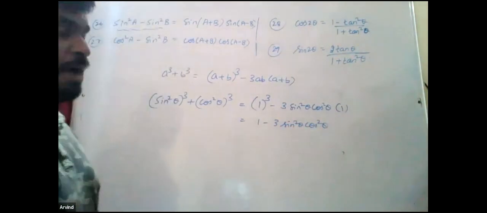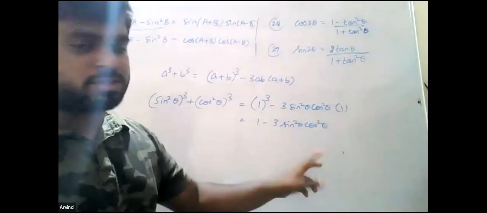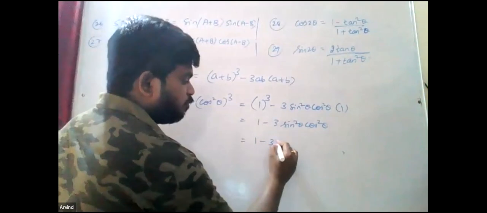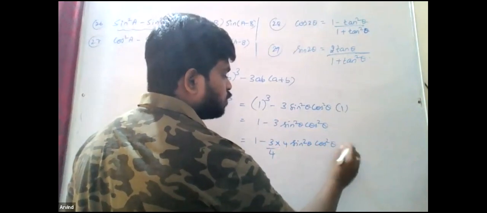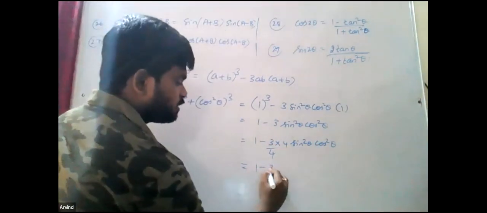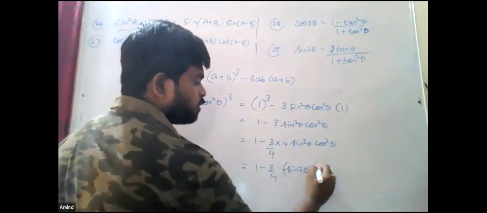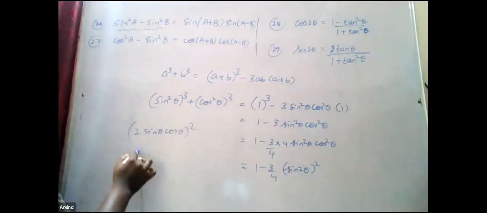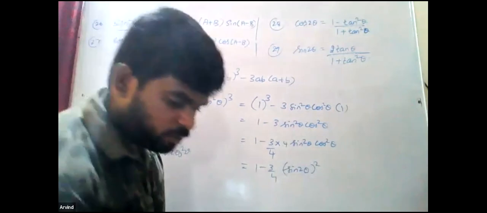Remember, to find maximum and minimum you should have only one trigonometric ratio. But here there are two, sin and cos, and we have to convert them into one. So how can I do it, just observe. I'll multiply and divide by 4. 4 sin square theta cos square theta, so that I'll get an identity. That's it. 1 minus 3 by 4. This can be written as (sin 2 theta) the whole square, because sin 2 theta is 2 sin theta cos theta, and squaring it gives 4 sin square theta cos square theta. That is why I have multiplied and divided by 4, so that sin 2 theta comes.